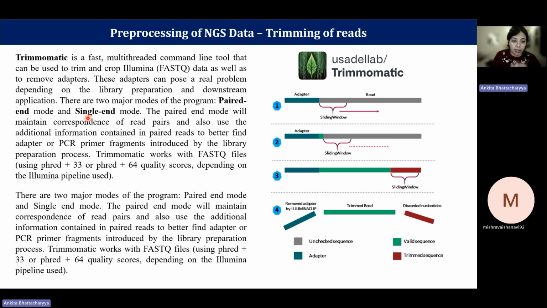Trimmomatic works with FastQ files using Phred33 or Phred64 quality scores, depending upon the Illumina pipeline used. You're already familiar with what Phred quality scores are. And what does it do? Trimmomatic preferably works with FastQ files which have passed these quality scores, which is why using FastQC before Trimmomatic is also important, so that you only use those sequencing reads or those FastQ files which have passed this quality threshold, which means they're already of good quality. And now using Trimmomatic to get rid of unnecessary sequences is going to further refine those reads for further analysis.